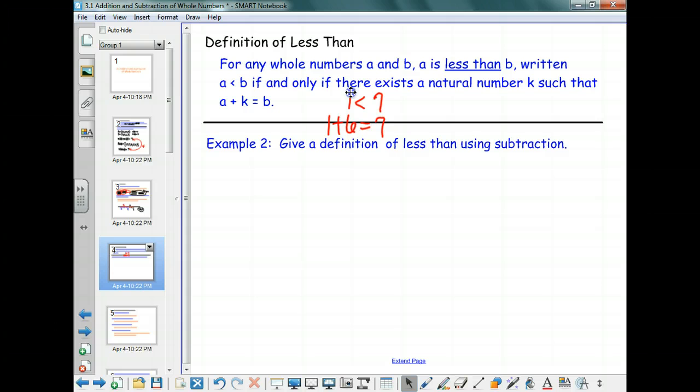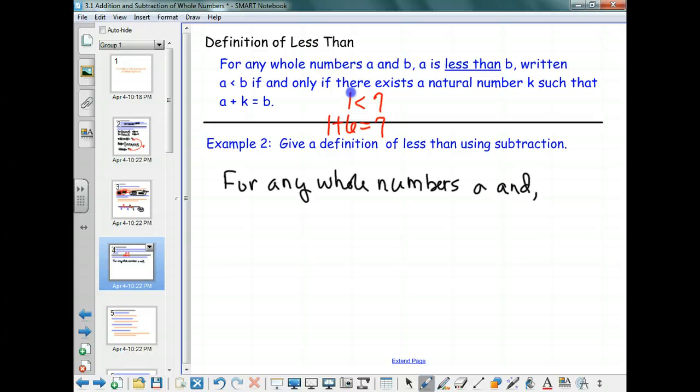Okay? So we're going to give a definition of less than using subtraction. The definition that we've started with is a definition using addition. To do a definition using subtraction, it's going to look much like this definition. That is, there's going to be words, like when I say explain, same thing here. So we're going to say, for any whole numbers A and B, instead of defining less than in terms of addition, we're going to define it in terms of subtraction.